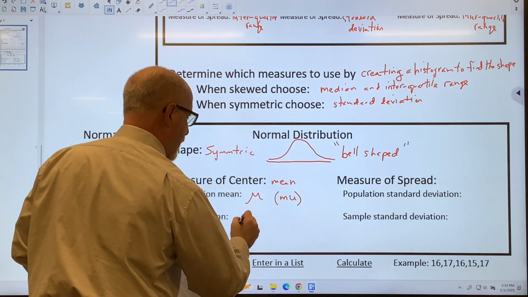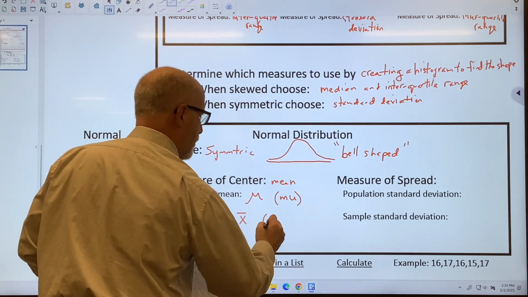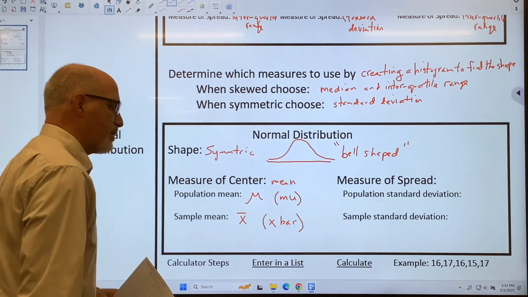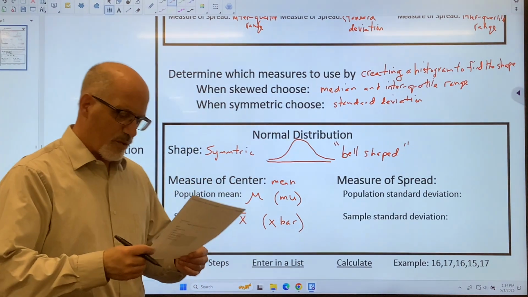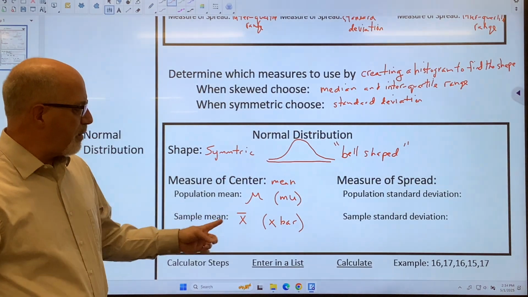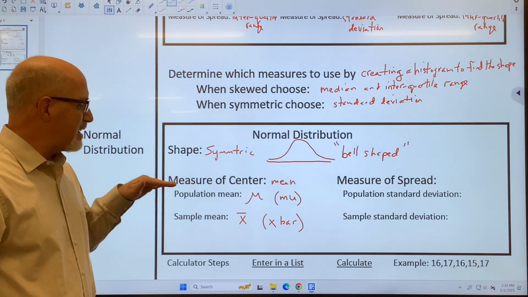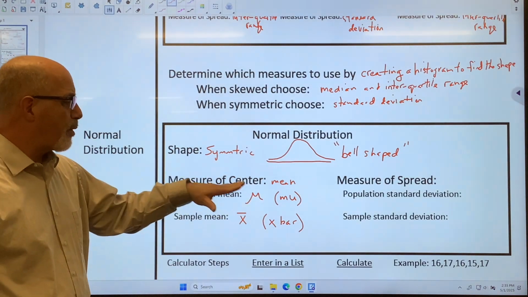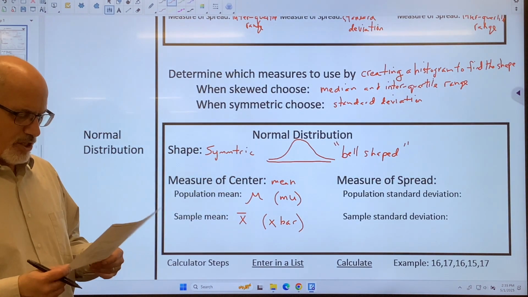Whereas the sample mean, which would be a statistic, we usually use X bar for. It's referred to with that little bar on top, X bar. So when you see this X with a bar above it, it's the mean, but it's the sample mean, so it is a statistic, whereas mu is the parameter for the entire population.